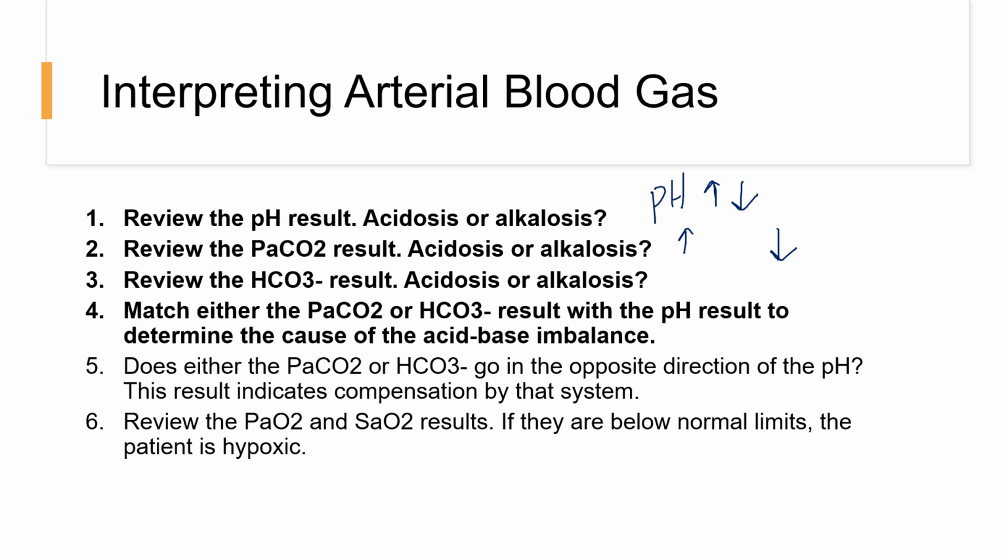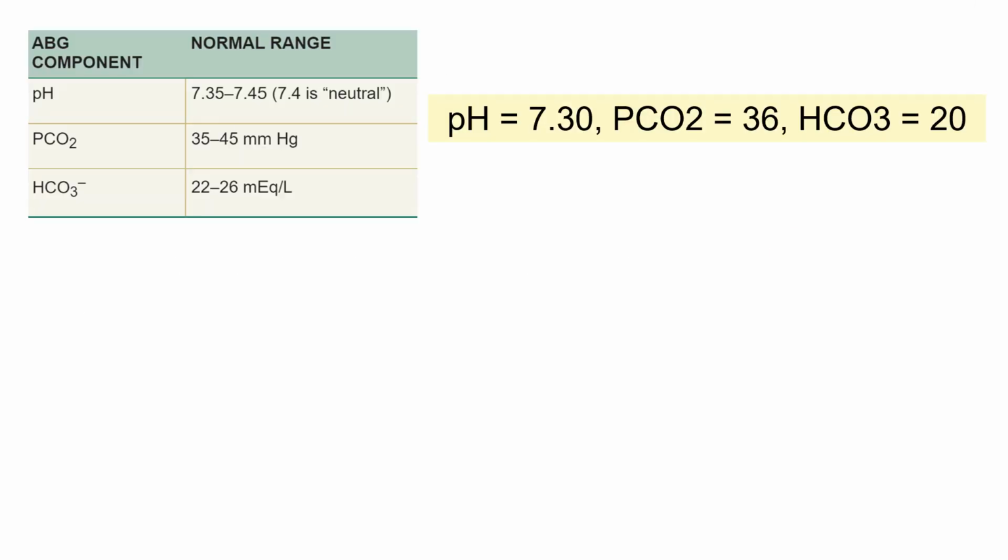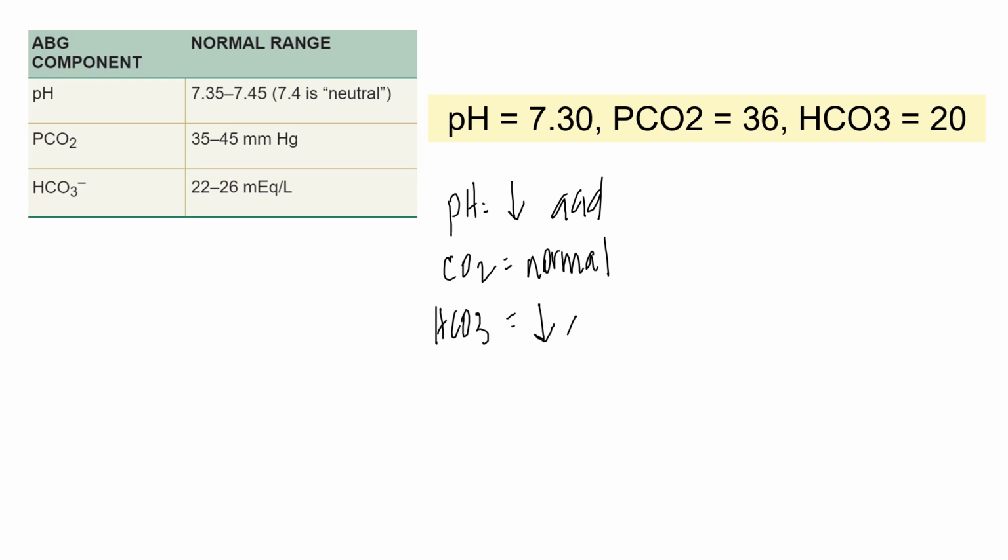Let's continue. Let's try our first example here. Our pH, we always start with pH, is 7.3. That is going to be decreased, and that is going to be an acid. Our CO2 level is 36. That is normal. Our bicarb level is 20, and that is decreased, and that is acid. Okay, so what is this?